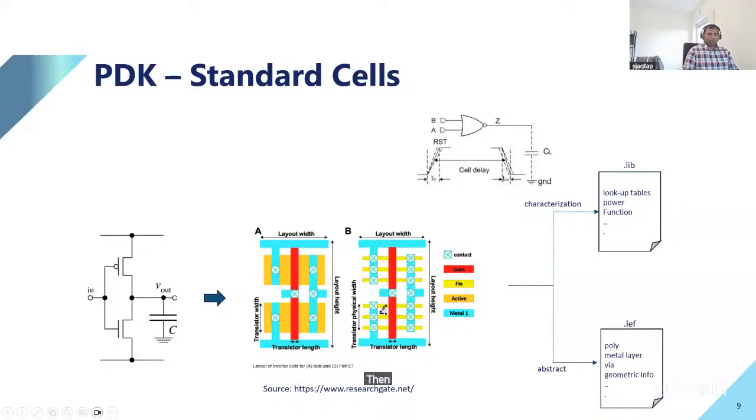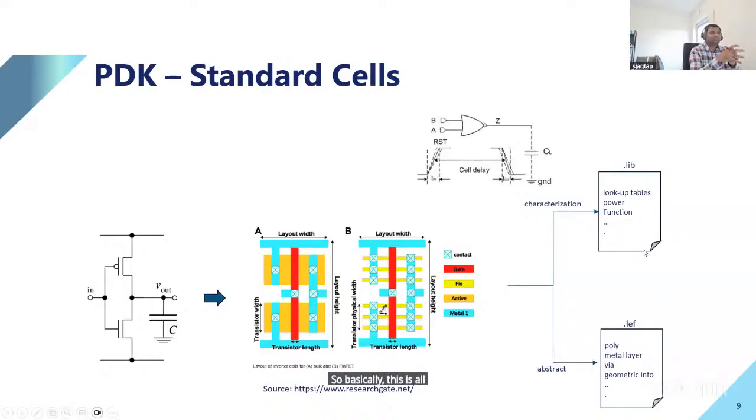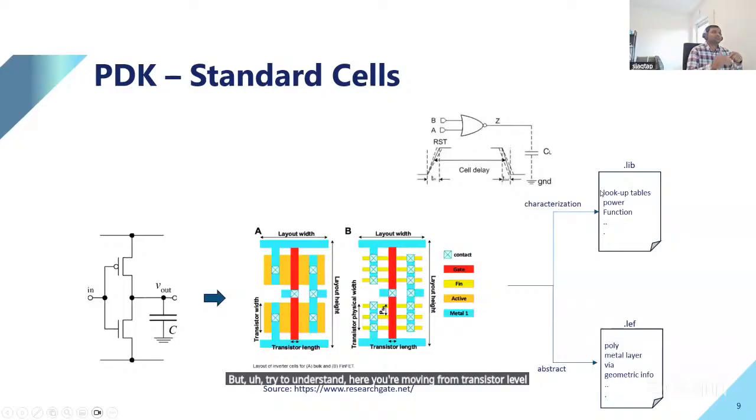Then you will go one level up, where you will get the exact topology. Then it will improve a little bit more. Sometimes you fall within this lookup table, sometimes you go completely out of it, and at that time it will do extrapolation. So basically, this is all trickery, it is mathematical. But try to understand here, you're moving from transistor level to gate level for the sake of simulation time, or not simulation time only, but the whole speed up process.